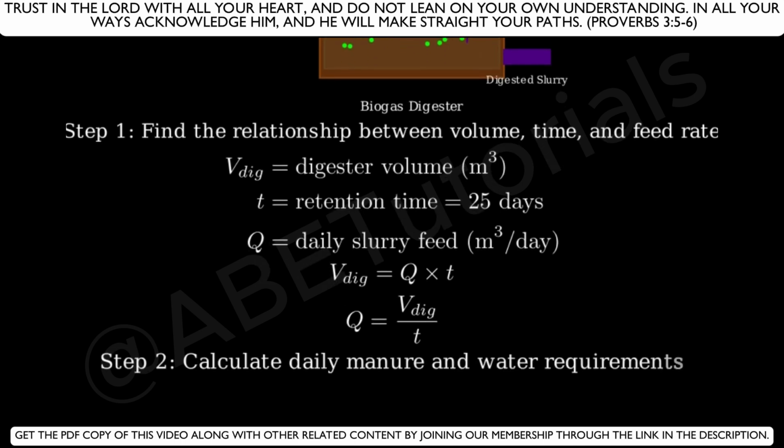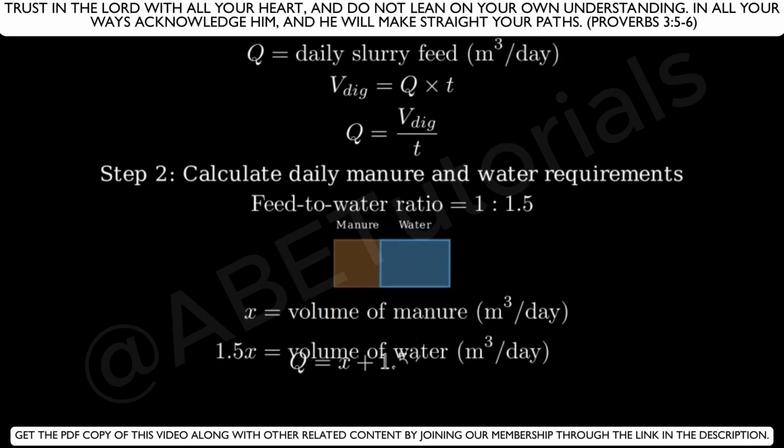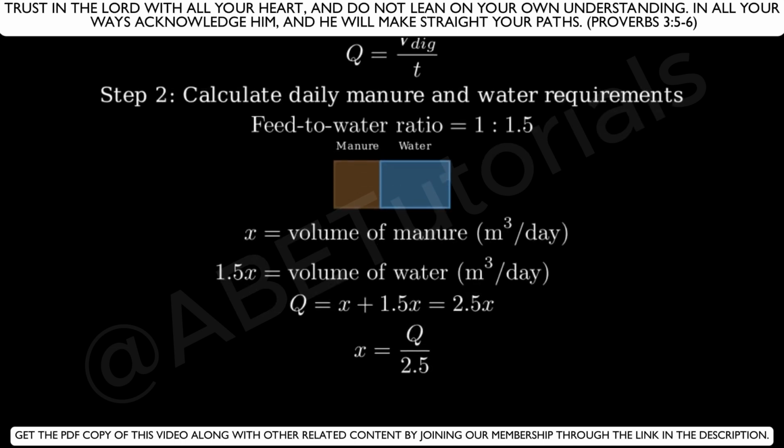Step 3. Calculate the required digester volume using our formula. Let's work backward from our final answer to verify it. The answer says the required digester volume is 437.5 cubic meters. Using our formula Q equals V sub dig divided by T, we can calculate Q equals 437.5 divided by 25, which equals 17.5 cubic meters per day. Now, we can find the daily manure requirement X equals 17.5 divided by 2.5, which equals 7 cubic meters of manure per day. And the daily water requirement is 1.5 times X, which equals 10.5 cubic meters of water per day.